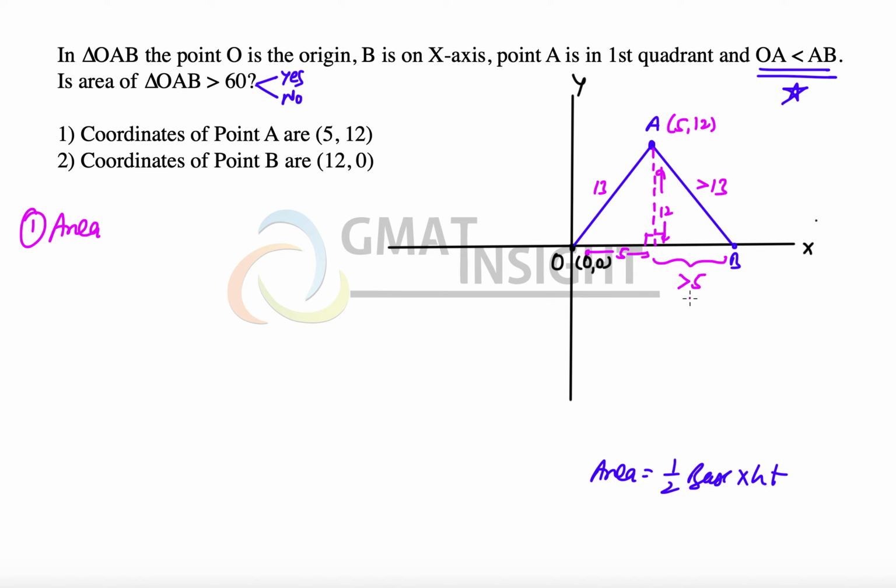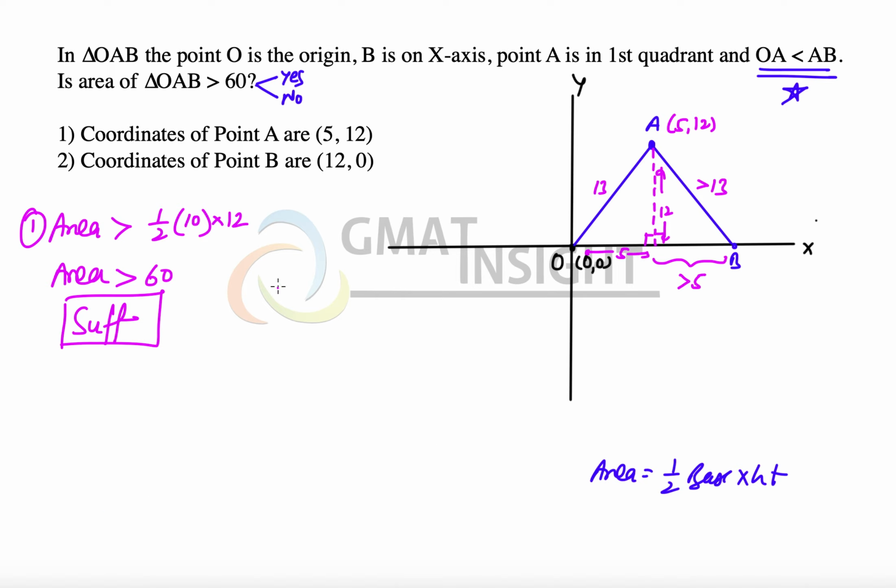Now, if we calculate the area of this triangle, we can say that since the base is greater than 5 plus 5, 10, because this part is greater than 5, the area will be greater than half of base, which is greater than 10, and the height, which is fixed 12. So we can perfectly say that the area of this triangle must be greater than 60. That means this statement alone is sufficient to answer the question.